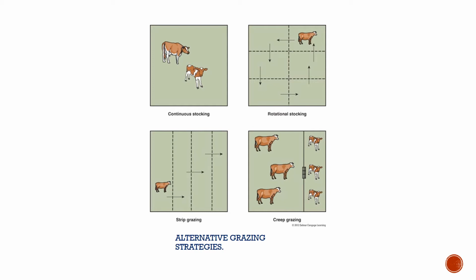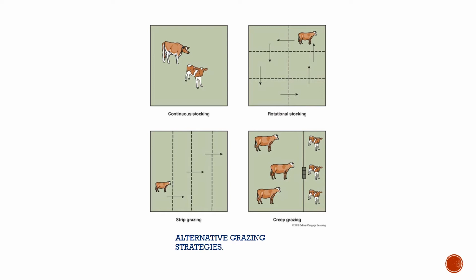On the top left, you will see a continuous grazing system, continuous stocking. All that means is, let's say you have 50 acres and you have 15 mama cows. If you're doing a continuous grazing system, you are going to throw those 15 mama cows out on that 50 acres, and they're just going to continuously graze it.